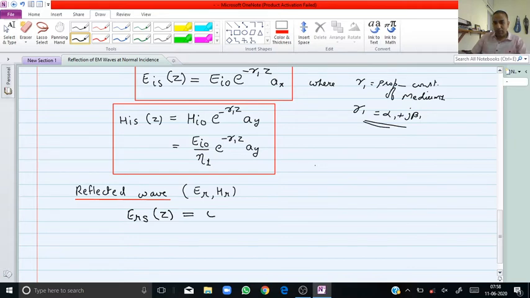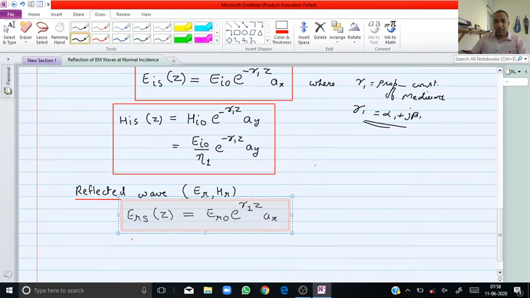So assume that it has maximum amplitude ER naught e raised to power, because the direction is changed, so this will be positive here, Z AX. So this is another equation.